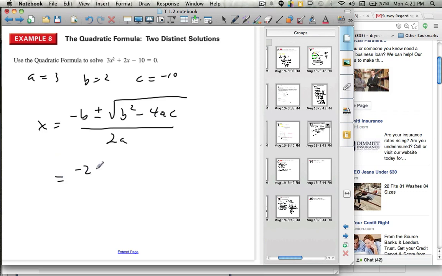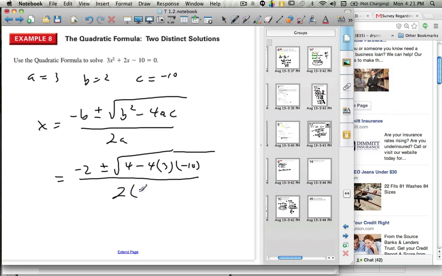So I'll have the opposite of 2 plus or minus the square root of 2 squared, which is 4, minus 4 times a, which is 3, times c, which is negative 10, all over 2 times a, which was 3. So this will be negative 2 plus or minus 4 minus, let's see, that's 12. 4 minus negative 120, so that becomes the square root of 124 all over 6.